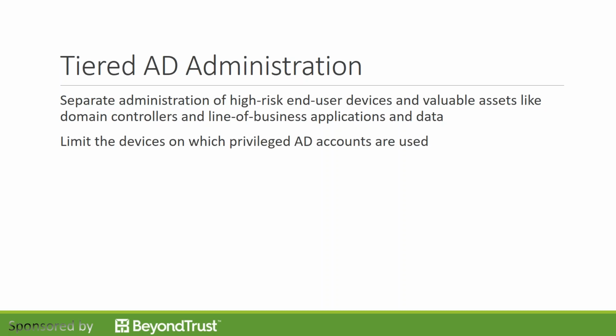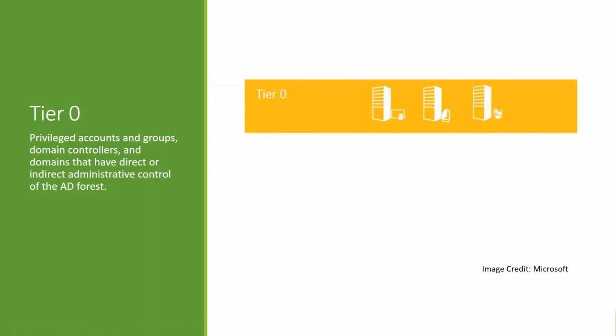So part of the administrative model is also to restrict the devices on where we use our privileged accounts. So we're not going to use privileged accounts on end user workstations, and we're going to restrict where those privileged accounts can be used. So the first tier is basically, as I said, limited to domain controllers and other assets that manage those domain controllers.